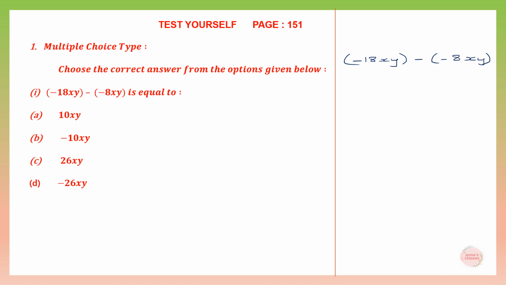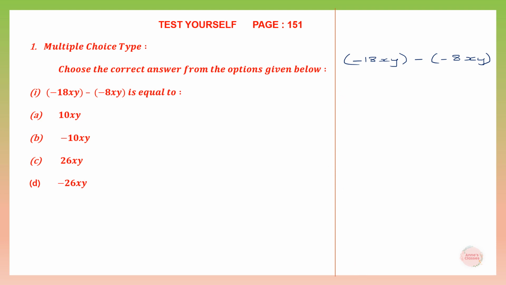Now if you look at xy and xy, they are like terms, isn't it? The literals are the same, x and y. Here also we have x and y, so they're like terms, so we can subtract. Now we are going to remove the brackets. When we remove brackets, see the sign before the bracket. If it is minus, this sign changes to plus, or you can also say minus into minus is plus.